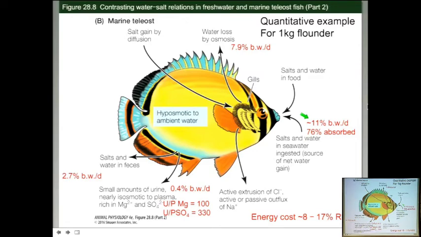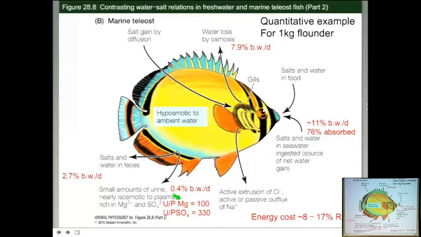The salt and water loss that they have in the feces, again, is relatively small. About 2.7% body weight per day of the water loss comes out the feces, so it's a little bit bigger loss than you see in freshwater animals. But they produce, on the other hand, very small amounts of urine here, 0.4% of body weight per day. Nearly isosmotic to plasma, very rich in magnesium, so their UP ratios for magnesium and sulfate are over 100. And that's the way they get rid of magnesium and sulfate.